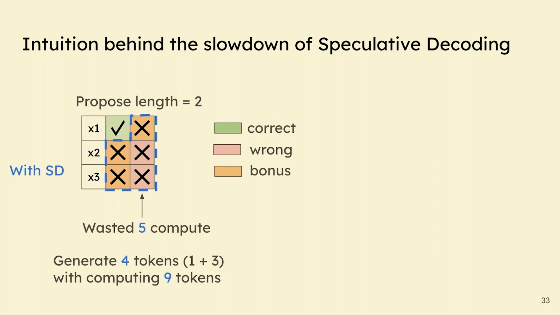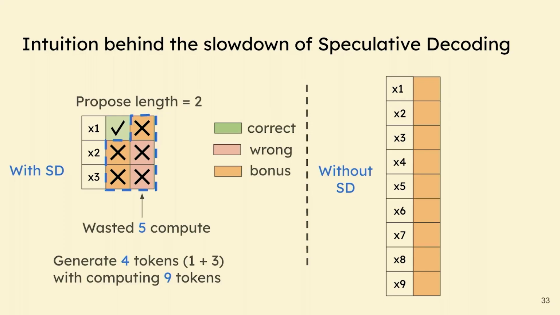This type of waste is fine because we know when QPS is low, LLM inference is memory bound. But when the QPS is high, it becomes compute bound, and such waste can be very expensive. And instead of doing speculative decoding, you might just want to do normal decoding. In that case, you are generating 9 tokens while computing 9 tokens. You don't waste any compute here.